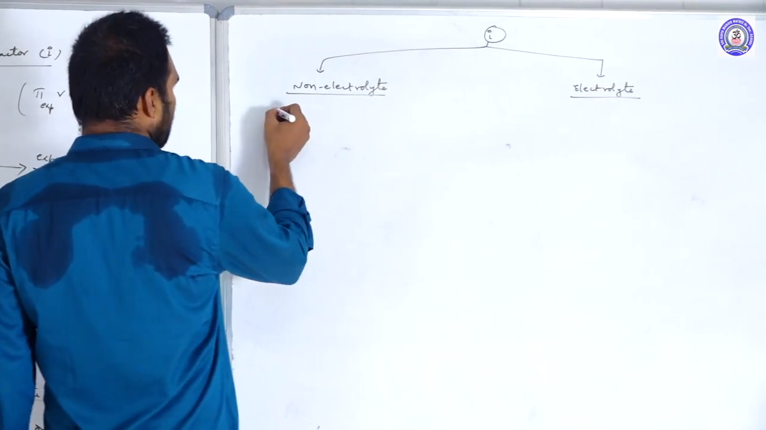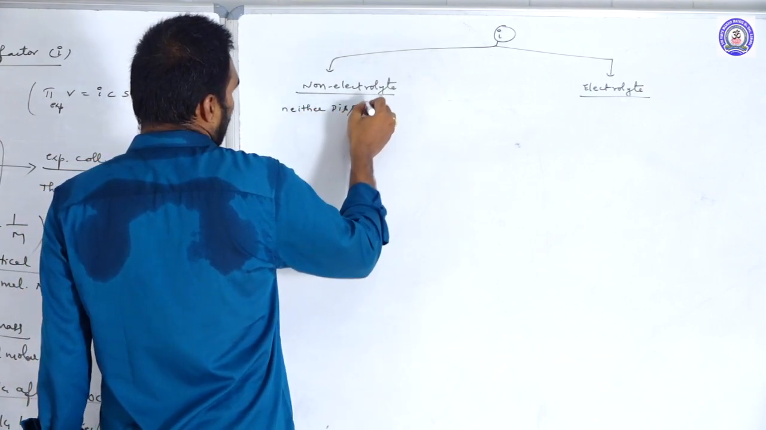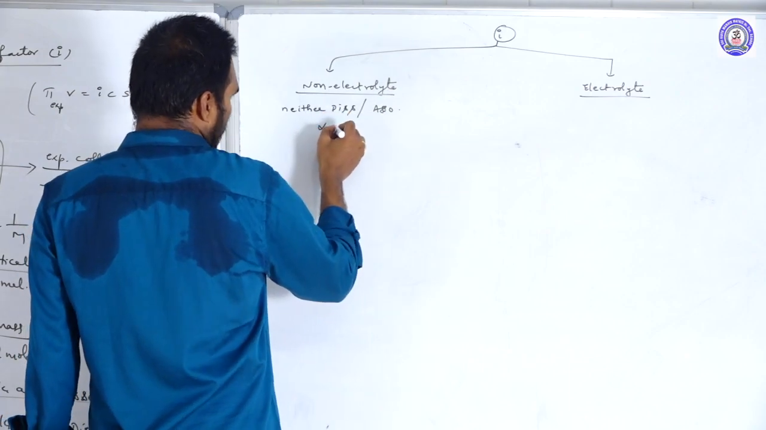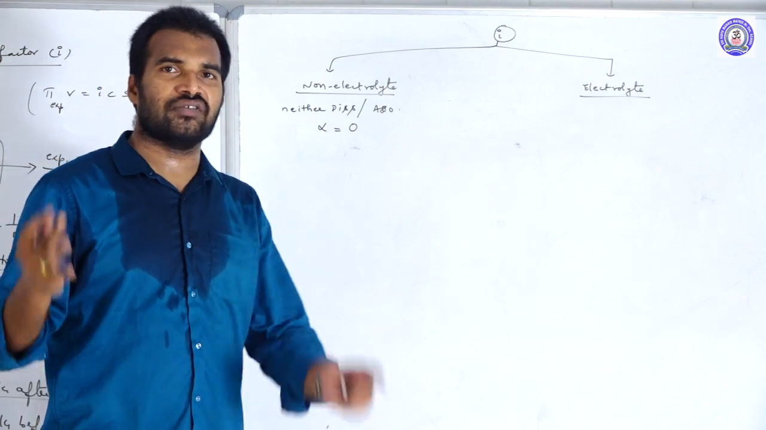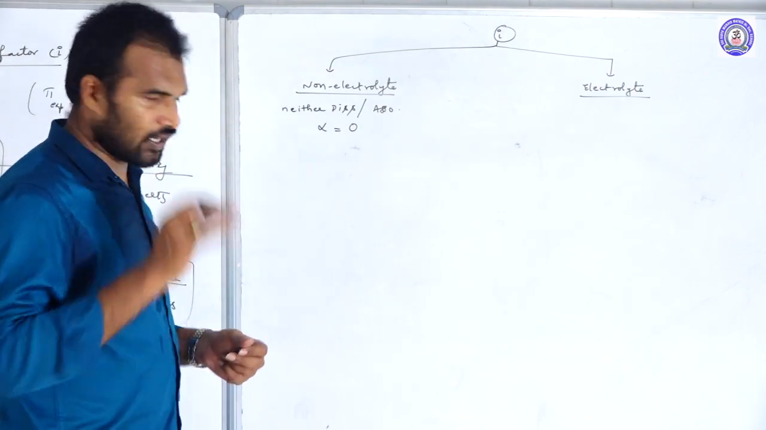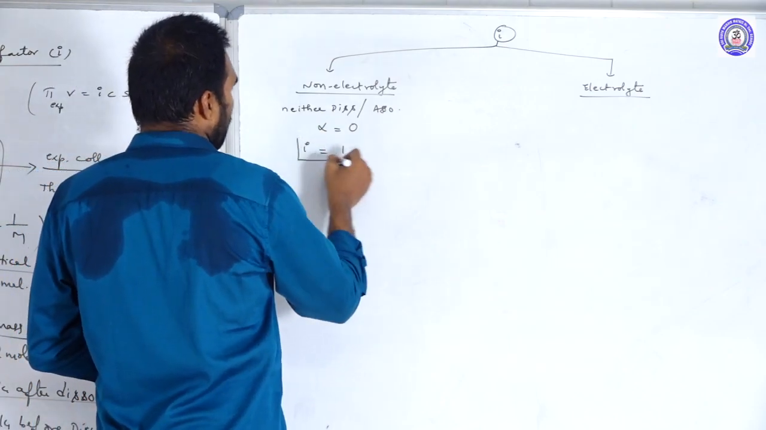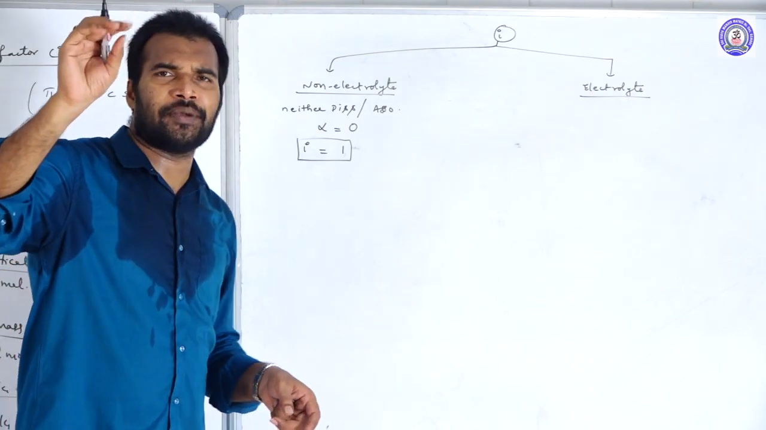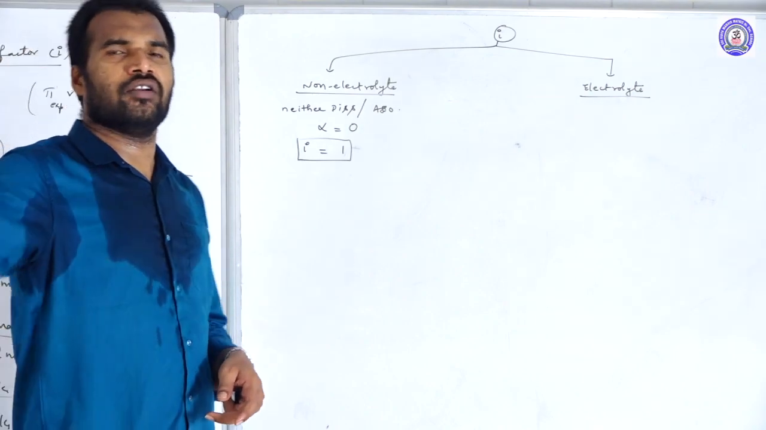Non-electrolytes means they neither dissociate nor associate. That means the degree of dissociation or degree of association, alpha value, was 0. If alpha value is 0, then the i value is equal to 1. Remember simply this one point: if the substance is a non-electrolyte, the i value is always 1, no doubt.